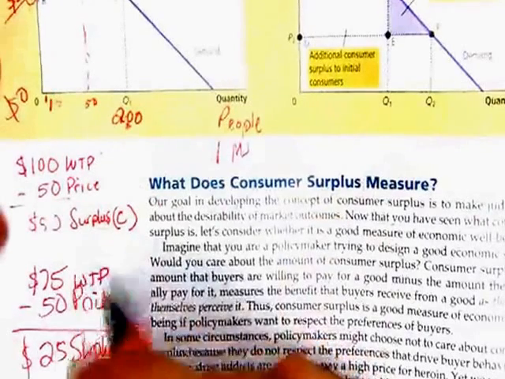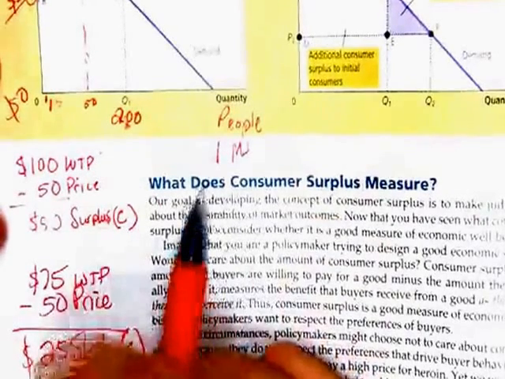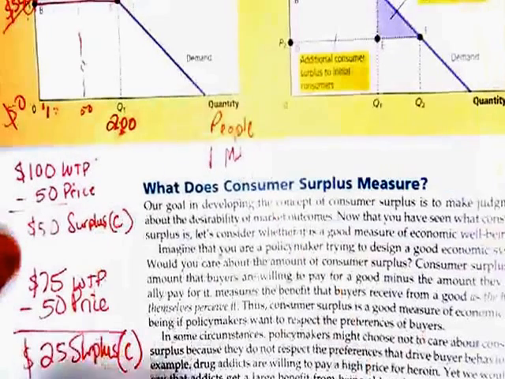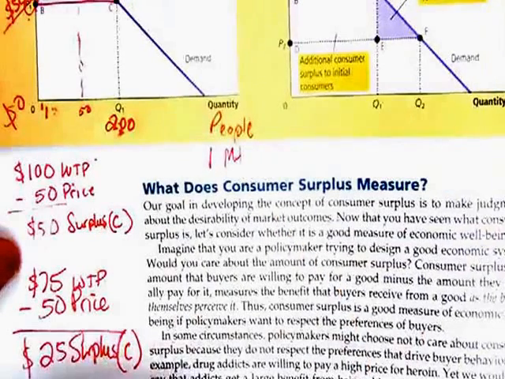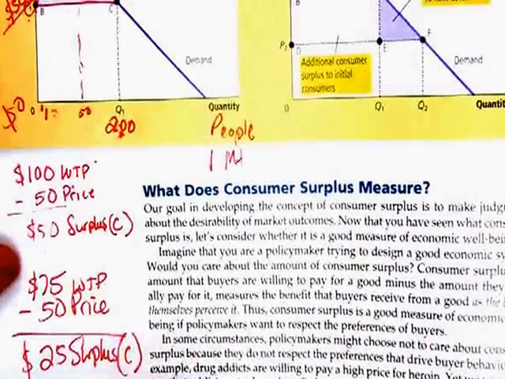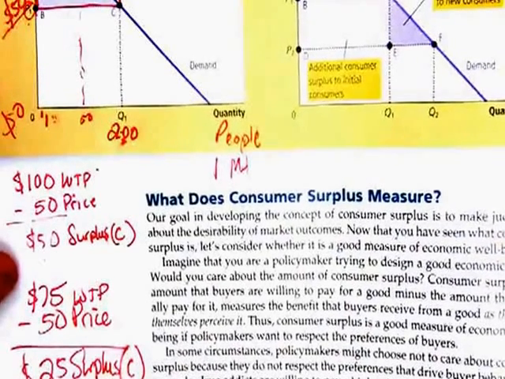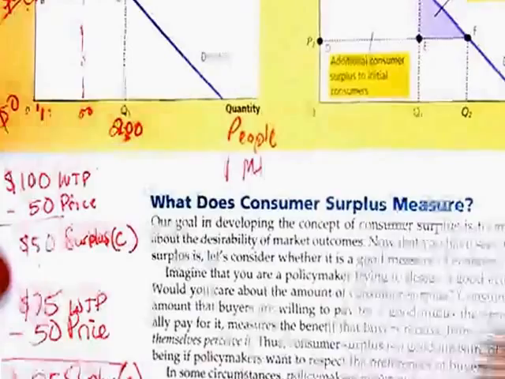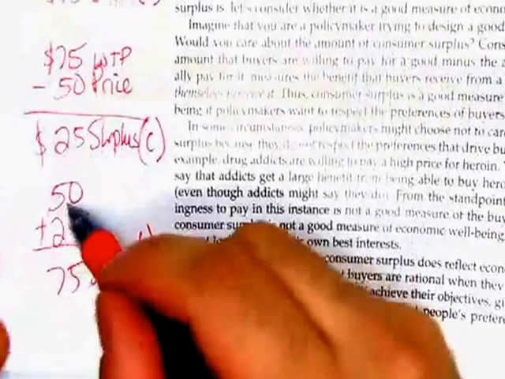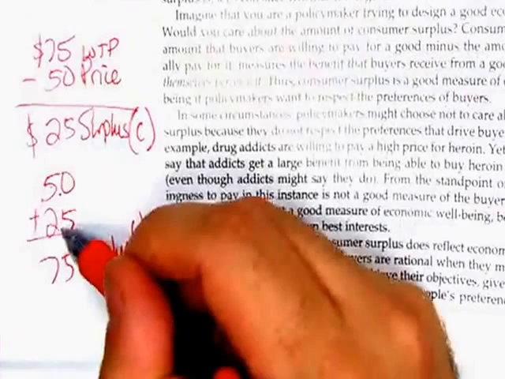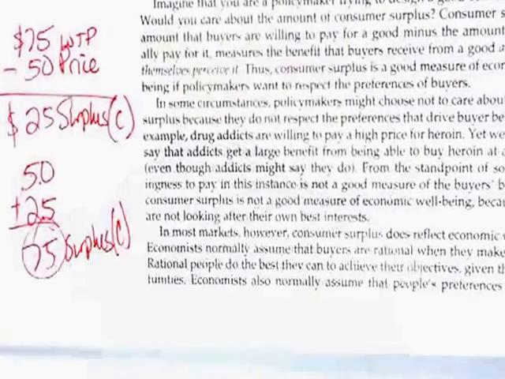What we would do to find the total market surplus is take all this triangle. So we'd take $50 plus $25. Now we have $75 of total consumer surplus. So again, we take the 50 from person 1 and the 25 from person 2, add those together, we have 75. Okay?